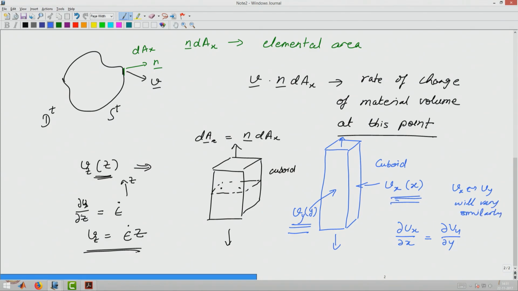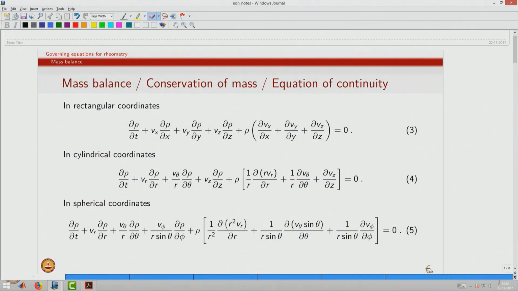So, let us see what is meant by this similar variation. Given that the flow is overall same in the 2 direction, we can see that del V x by del y, del V x by del x and del V y by del y will both be equal to minus epsilon 2 by 2 based on mass balance, because if you look at the mass balance equation, what we have is the following.